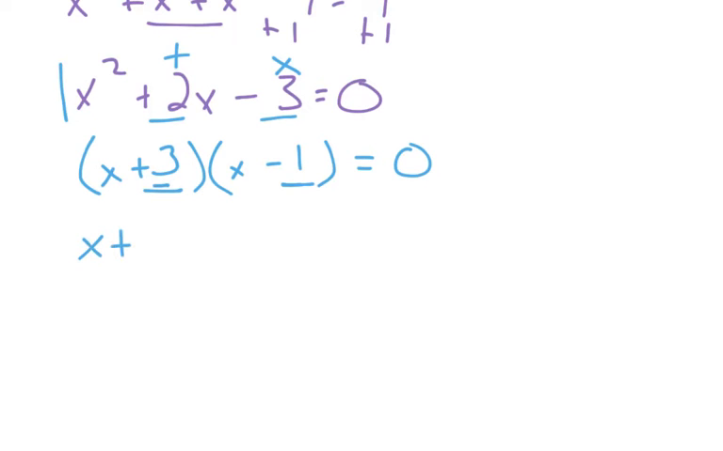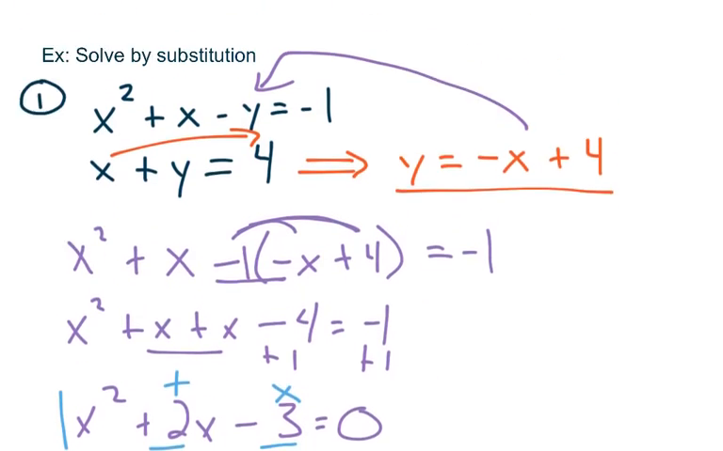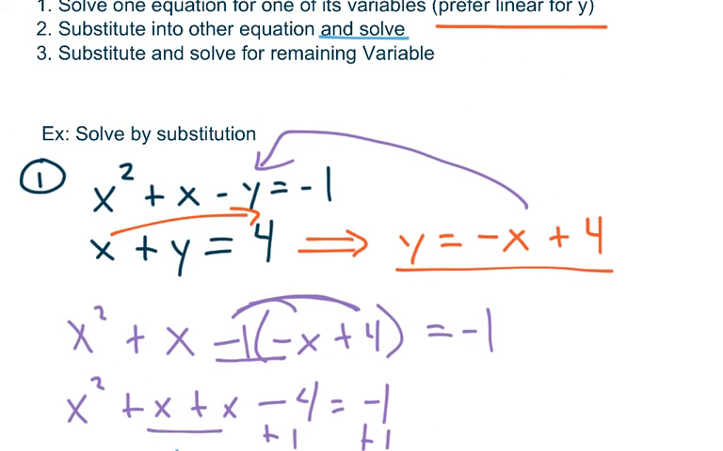We can set each factor equal to 0. x plus 3 equals 0, x minus 1 equals 0. These are just one-step equations. We have x equals negative 3, and we have x equals positive 1. But we're not done. That's the end of step 2: substitute into the other equation and solve.